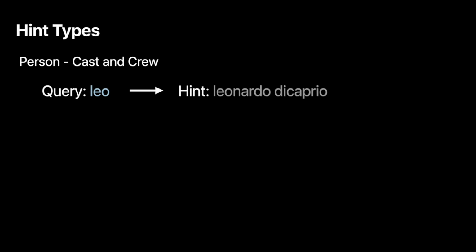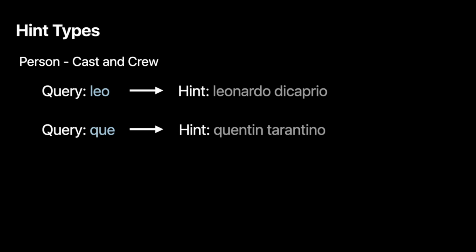We also have cast and crew hints. These hints suggest a person. It could be an actor or actress, or any other cast and crew member. Here are some query examples. For the query LEO, the hint Leonardo DiCaprio points to an actor. For the query QUE, the hint Quentin Tarantino points to a film director. For the query WES, the hint Wes Anderson also points to a film director.